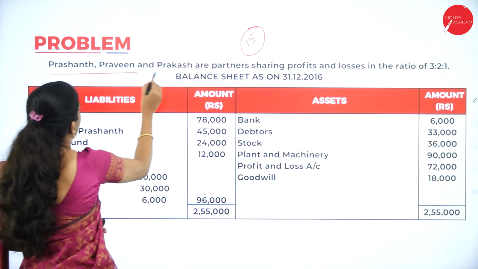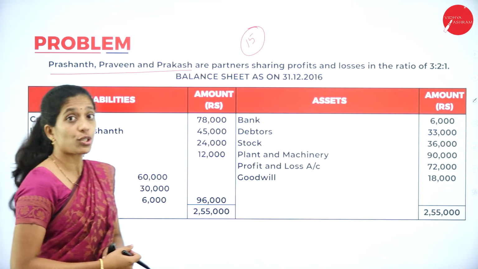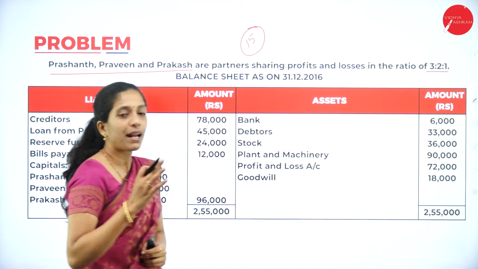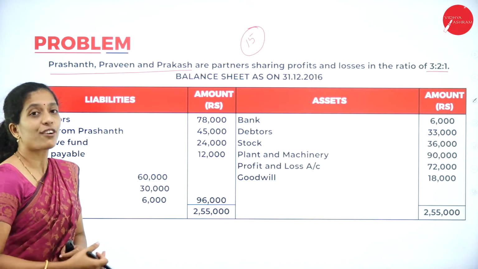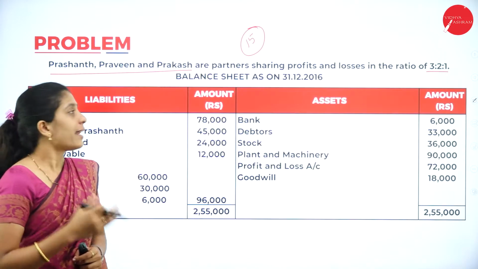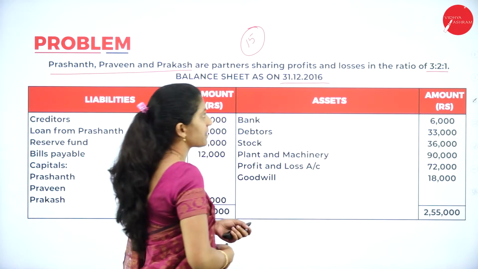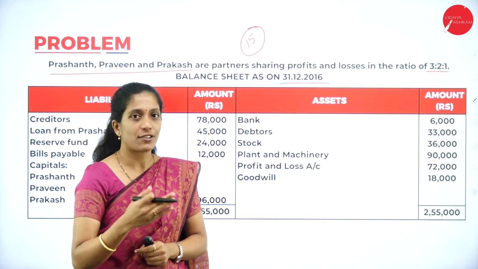Prashant, Praveen and Prakash are partners sharing profit and loss in the ratio 3:2:1. Now, who are the partners here? Prakash, Prashant and Praveen are partners and their profit sharing ratio is 3:2:1. And they have given the balance sheet as on 31st December 2016. Let us see what the balance sheet contains.